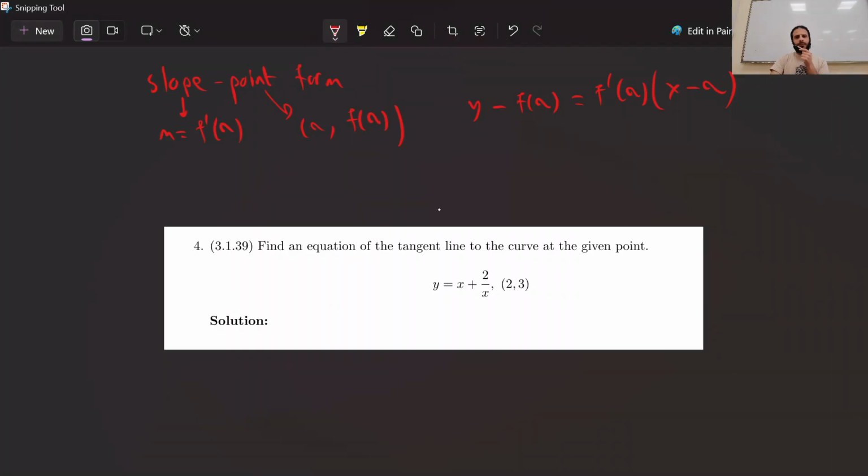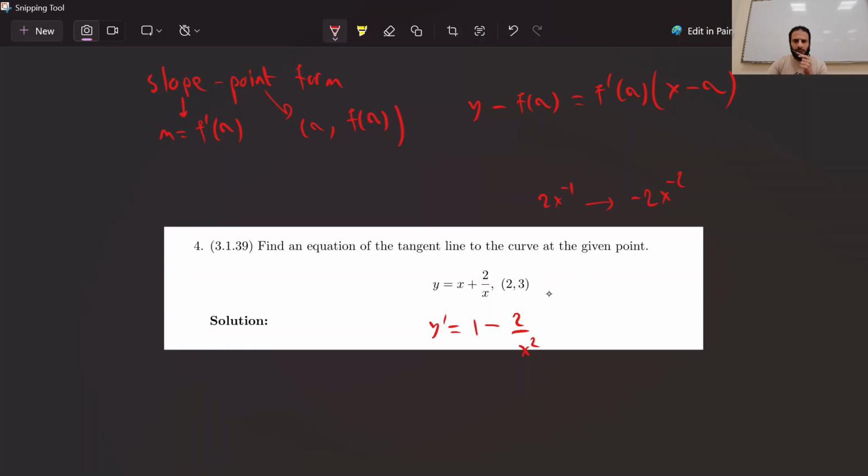Now find an equation of the tangent line to the curve at the given point. y equals x plus 2 over x at the point 2, 3. What's the first step? Yes, so y prime equals minus 2 over x squared, right? Here you have 2 over x, which is the same as 2x to the minus 1. Multiplying by a constant will not affect the derivative, so you have minus 2x to the minus 2. You can write it as minus 2 over x squared. Are you good with this?